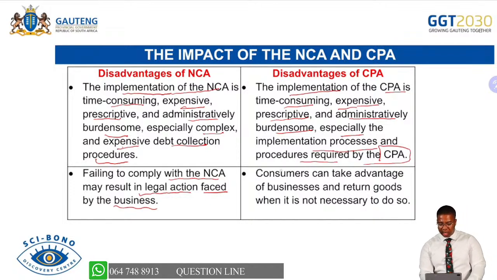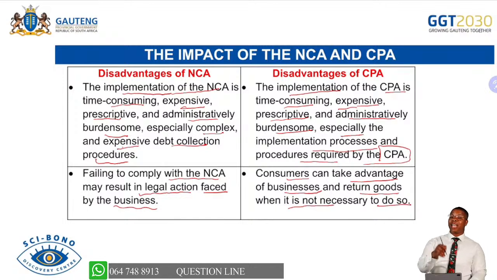So when we look into another disadvantage, it is that consumers can take advantage of the businesses and return goods when it's not necessary to do so, because there will be consumer rights that protect consumers and allow consumers to do so. Consumers would then have, under the right to choose, the power to return goods unnecessarily, which will affect the business, because they will take advantage of the consumer rights. This is what the consumers can do, and this will be a negative for a business.